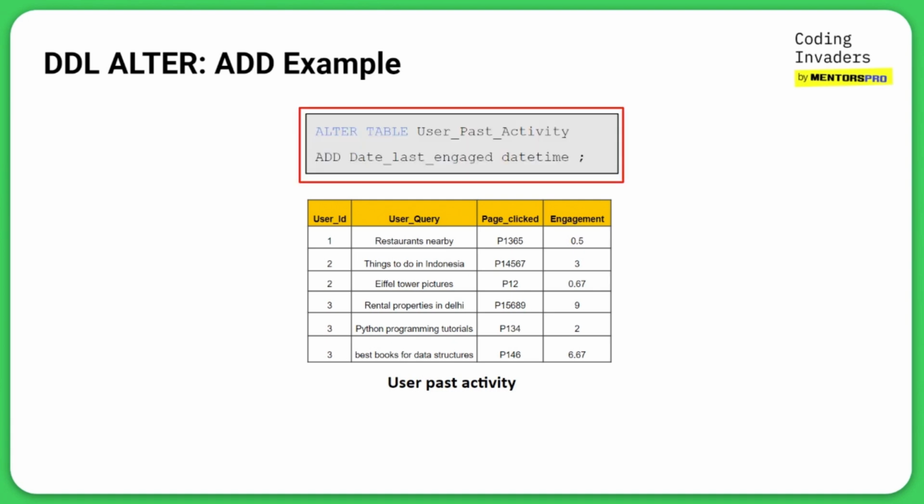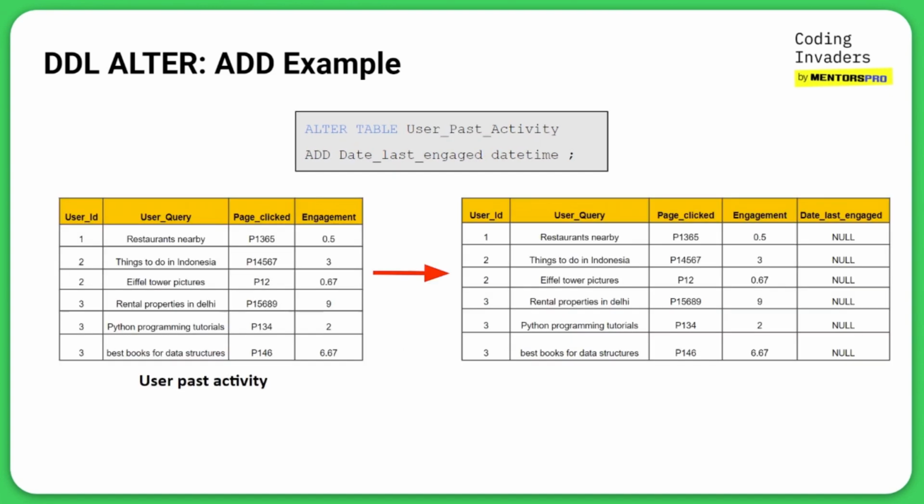It will start with the statement alter table, then the table name, which is user past activity in our case, and then the keyword add, and then the name that we want to give the column, that is last date engaged. And in the last we have to mention the data type and end the syntax with a semicolon. After running the DDL, this is how the output will look. Here is the newly added column, and the add operation by default adds null values to the column.